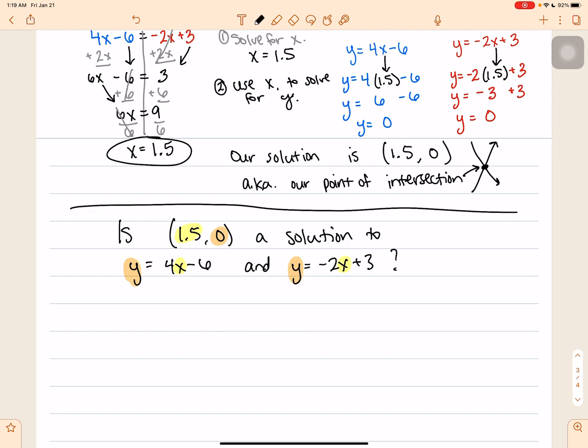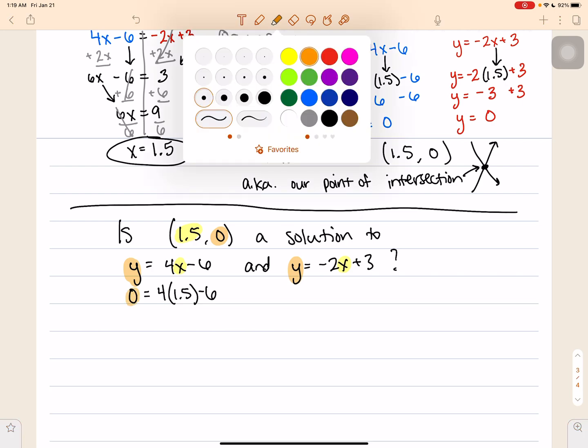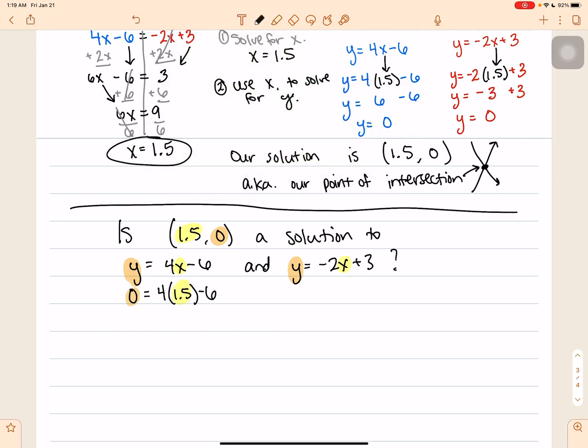So let's see what that is. So y is 0, x is 1.5. Okay, so I'm just plugging in the values that they gave us. You guys know every point is x, y. That's why. So then same thing here, 0 equals negative 2 times 1.5 plus 3. And so 1.5 was my x, and 0 is the y. So now we simplify. So this side just stays 0. 4 times 1.5 is 6. 6 minus 6 is 0. So that is a true statement.